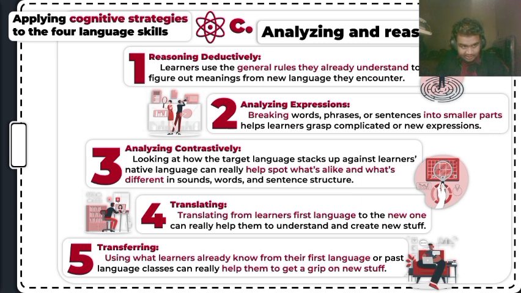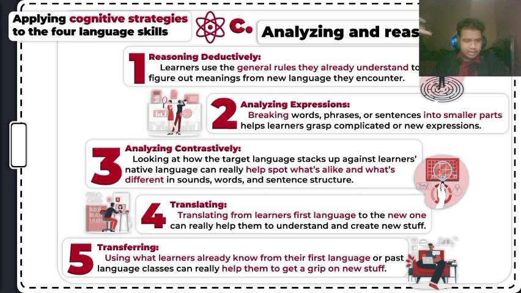The fourth one, you got translating. Translating from the learner's first language to the new one can really help them to understand and get new stuff. At the first step, translating can make things clear, but if learners just translate word for word, it might lead to mistakes or sound weird, especially when some phrases don't match up perfectly between languages.